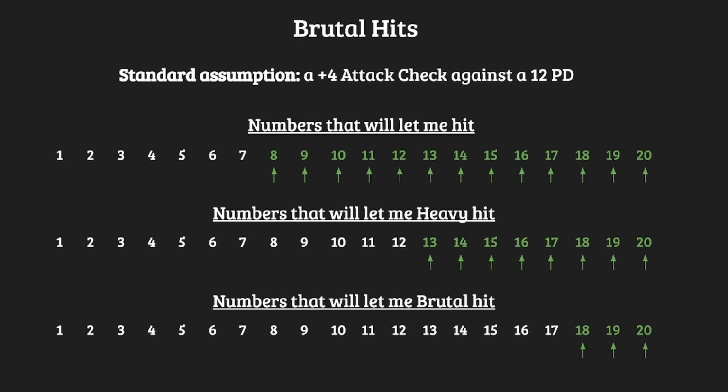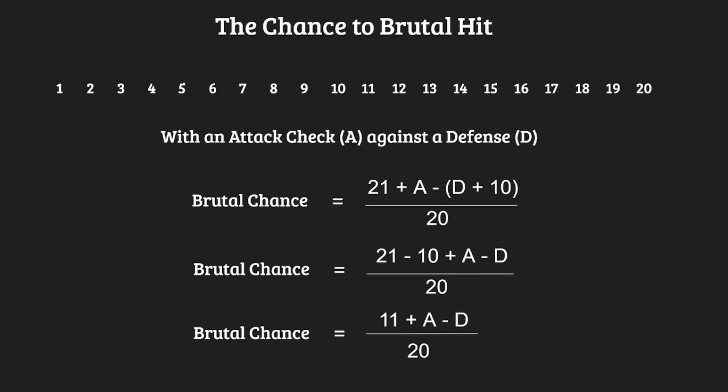We can continue this logic for brutal hits, right? Brutal hits are also going to be 5 harder to hit than a heavy hit, or 10 harder to hit than a normal hit. And so here we're going to see there's only 3 values that are going to let me get a brutal hit in the scenario where I have a +4 to hit against a 12 PD. Only 18, 19, and 20 will count as a brutal hit. And so, same as before, we can talk about a brutal chance. Here's my generic brutal chance. It's going to be 21 plus the attack minus the defense plus 10. And same thing as before, same type of rearranging, we're going to end up with 11 plus the attack minus the defense. Now, if we wanted to, we could keep extending this logic for higher levels of brutal hits.